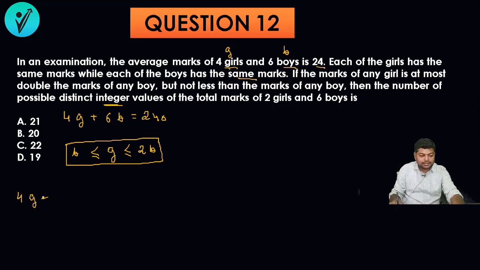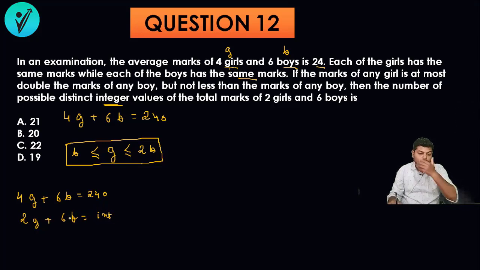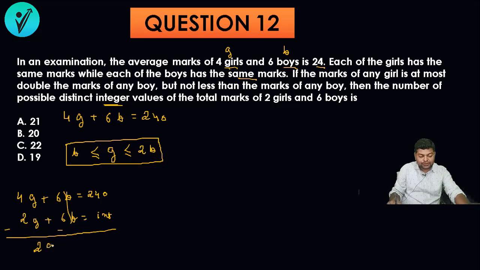The marks of 4 girls plus 6 boys is an integer, right? The value is 240. So it's an integer. And the question has demanded that the marks of 2 girls and 6 boys should also be an integer. So if we subtract the two equations, the boys' part will be cancelled. So what we will get is that the marks of 2 girls will also be an integer.